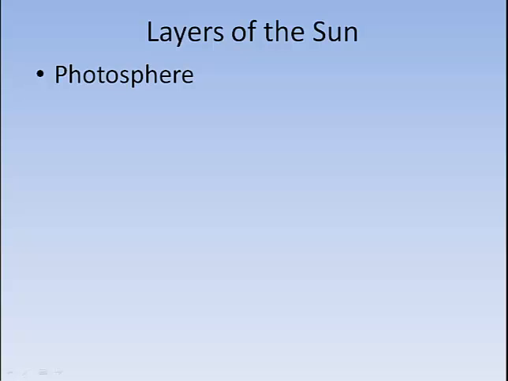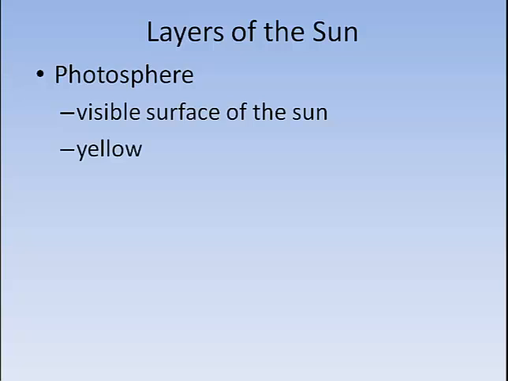The photosphere is the visible surface of the sun. When you look at the sun, you see the photosphere. Photo means light, so think of it as the surface of the sun that you see. And the photosphere is yellow. And it's important that we know the color of the different layers now as we talk about them going outward from the photosphere. So the photosphere is yellow. And it's about 6,000 degrees.